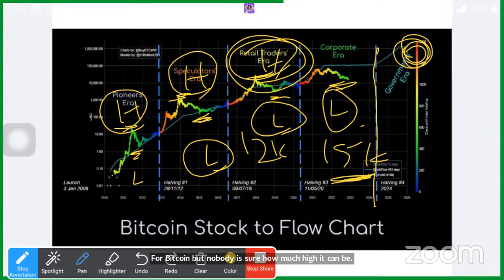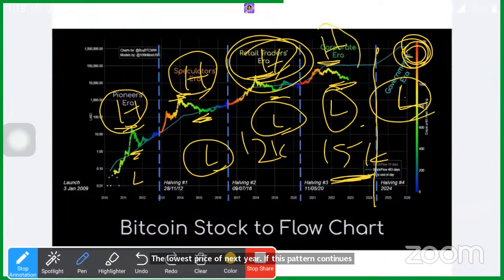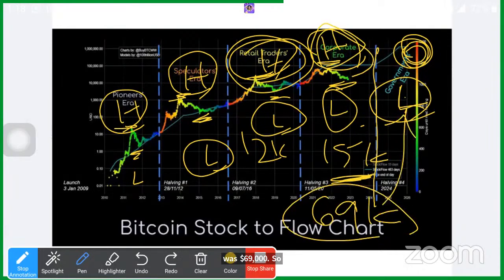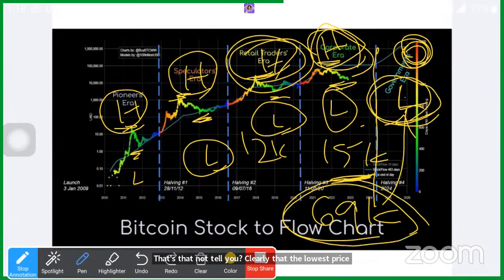Some people say it can be 100,000. Some people say it can be 500,000. Some people say it can be even 10 million. But one thing is sure: if this pattern continues, the lowest price of the next era will still be higher than the highest price of this era. And we all know the highest price of this era was $69,000. So does that not tell you clearly that the lowest price of the next era will still be more than $69,000? This is a clear indication, because it has happened 4 times before.